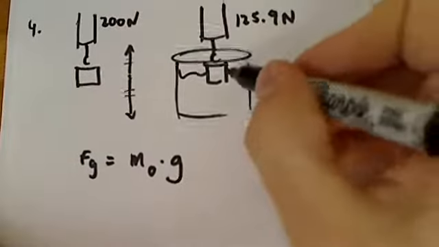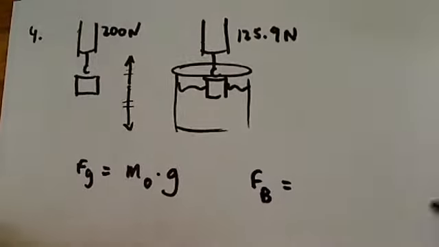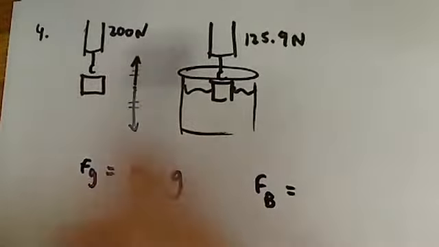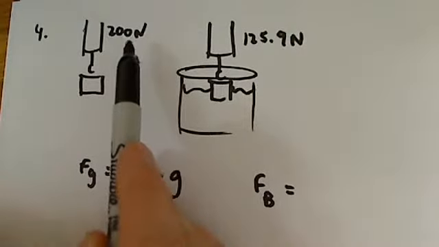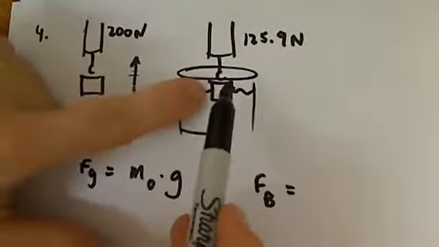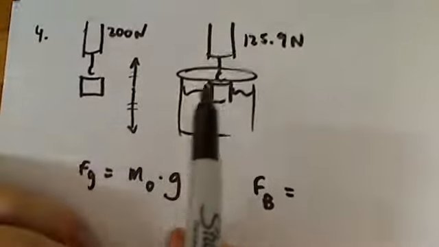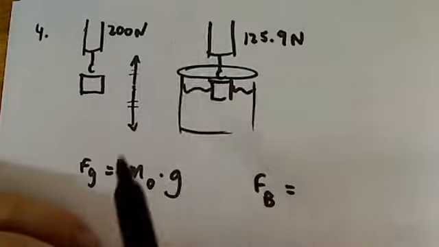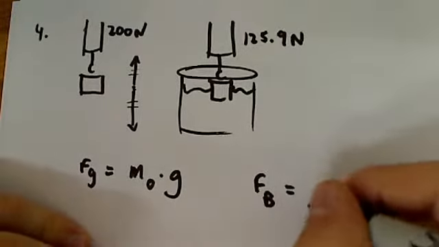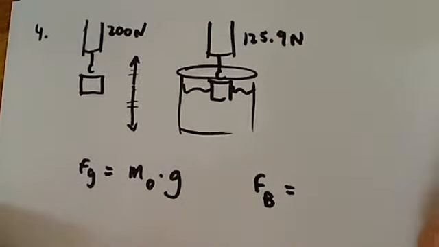And the buoyant force in this situation is going to be the subtraction of these two. This was 200 newtons in air. We put it in water and it weighs less. So where does that difference come from? Well, it's the buoyant force pushing up on the object. So my buoyant force is going to be the subtraction of these two.